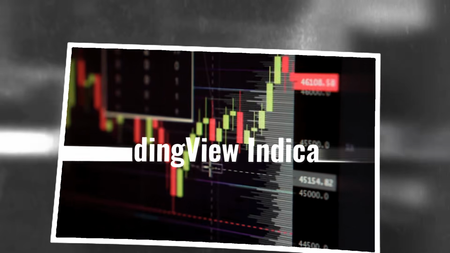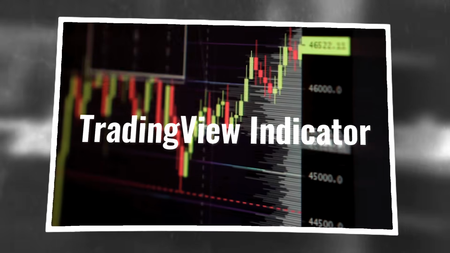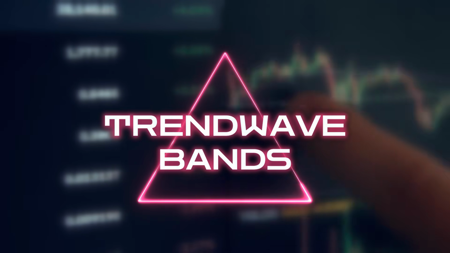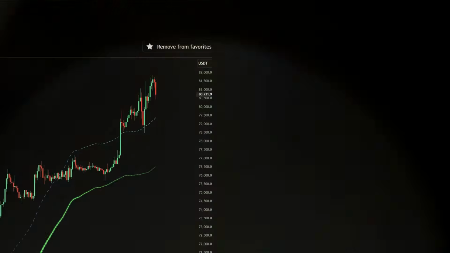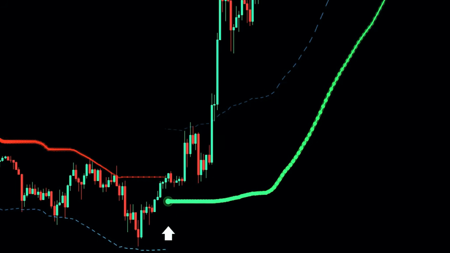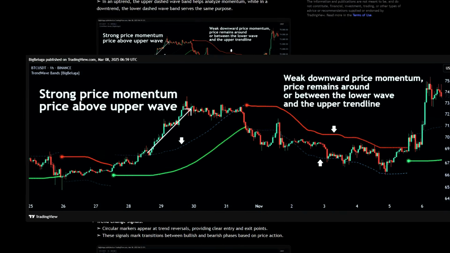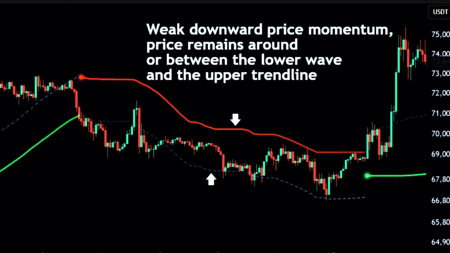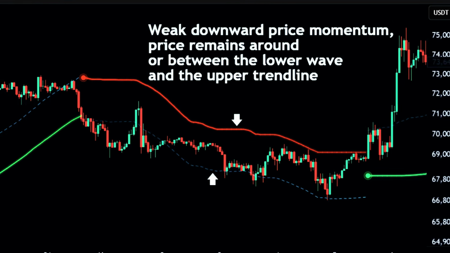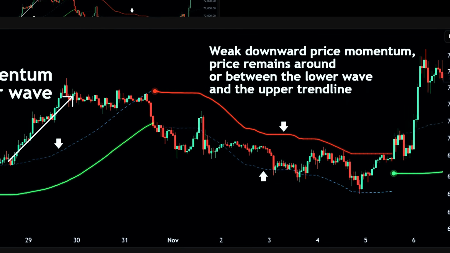Let's break down this first tool. It's called Trend Wave Bands. Basically, it's a tool that helps you visualize the market's trend. You'll see an upper and a lower band on your chart, and they kind of hide the price. For me, it's just a clean way to see which direction things are generally heading.